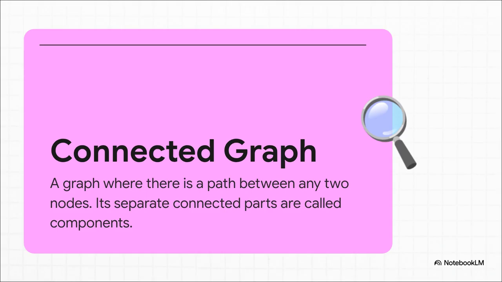Now, what if you can get from any node to any other node in the graph? We call that a connected graph. But sometimes, a graph might be broken up into these separate islands of nodes that aren't connected to each other. Each one of those islands is called a component.